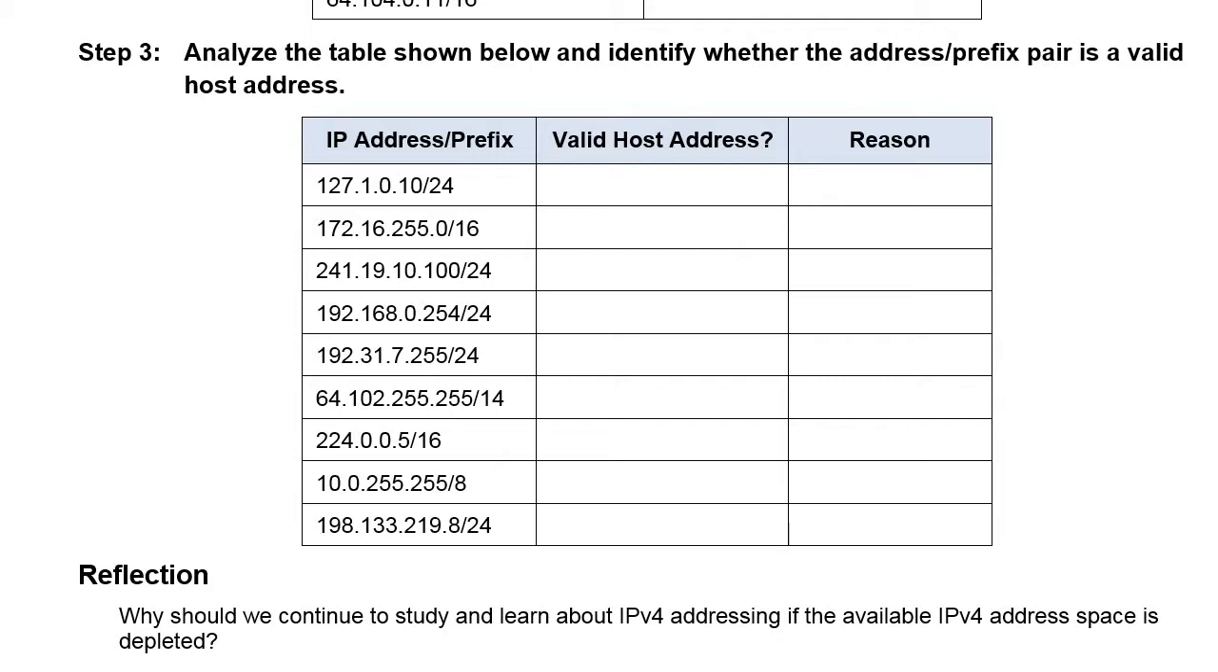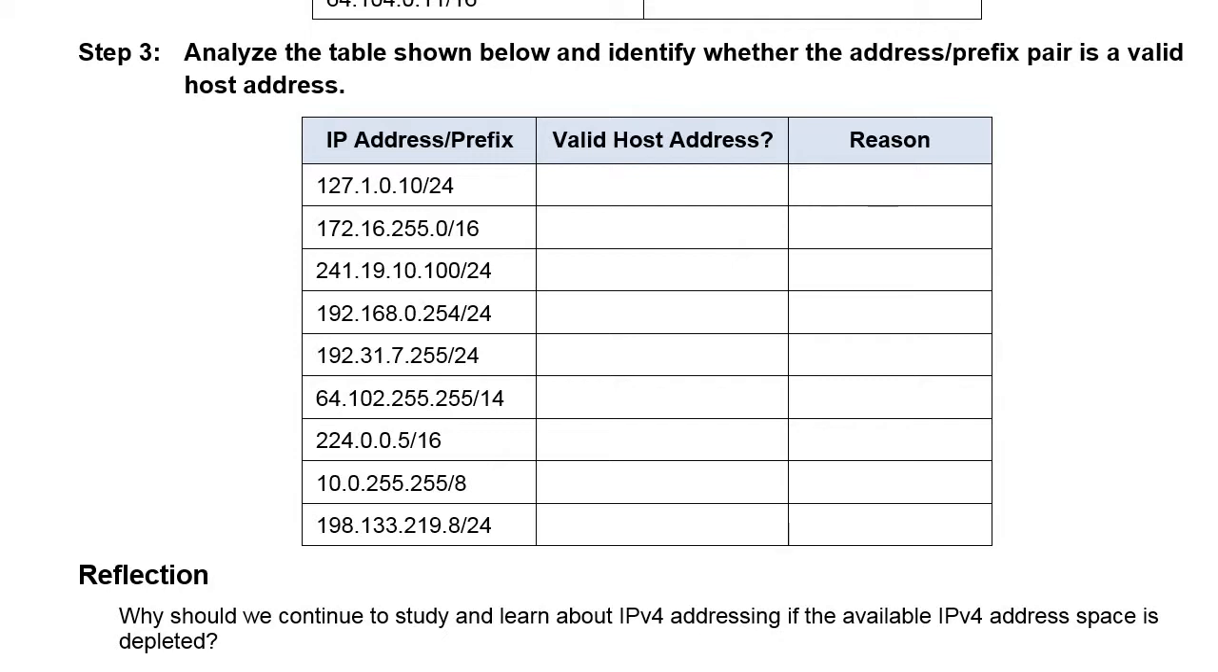So some of the things that we have to think about when we're trying to determine whether an address is valid to be assigned to a host is, number one, there are two addresses in every network that cannot be assigned to a host. So those are invalid. And those two addresses are the network address and the broadcast address. So those two can never be assigned to any one individual host.